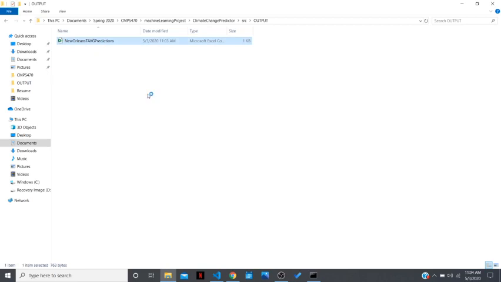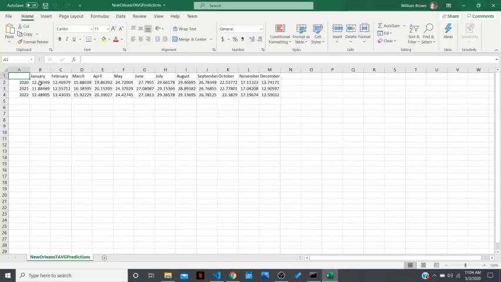And if you open it, it organizes the data well, with the year and the month and each degrees Celsius of that specific value. So that is what our project does.